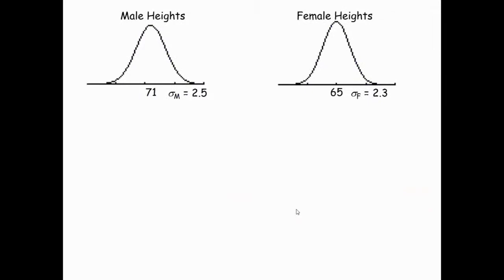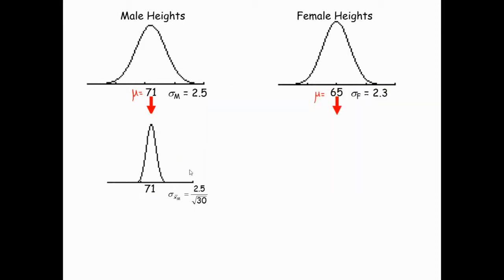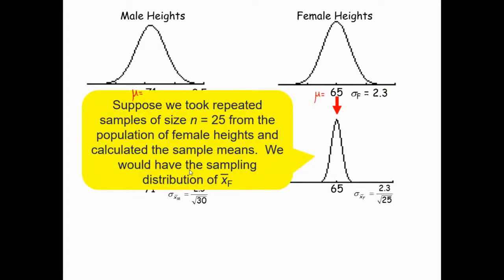So for the male heights, we have a normal curve. Here's our mean. There's our standard deviation. Same thing for the females. There's our mean. There's our standard deviation. Now, if we're doing samples, remember, when you take a sample, you have to divide the standard deviation by the square root of your sample size. You get a sampling distribution. So we took samples of size 30 from the males, and this would be our new sampling distribution. The mean stayed the same, standard deviation changed. Similar thing with females, except we want only 25 females. Mean stayed the same, standard deviation had to be adjusted.